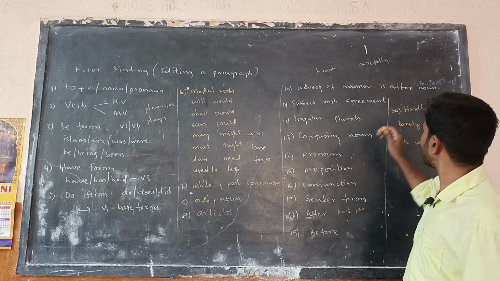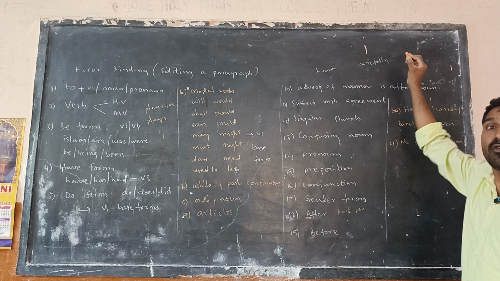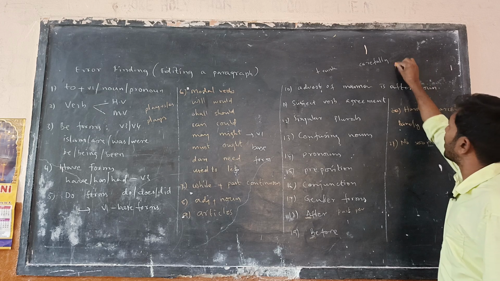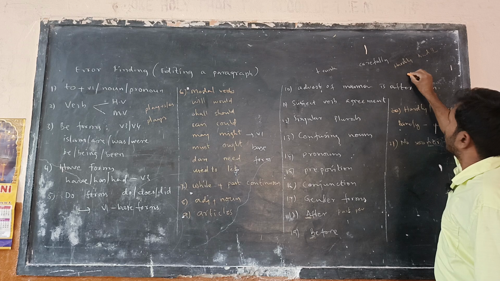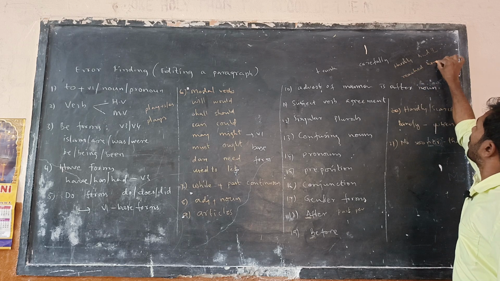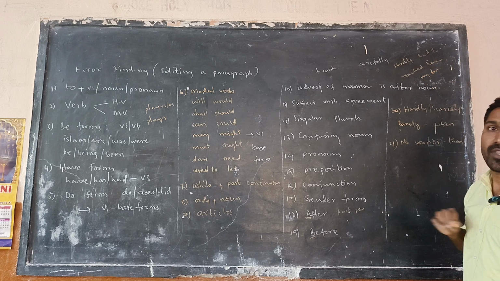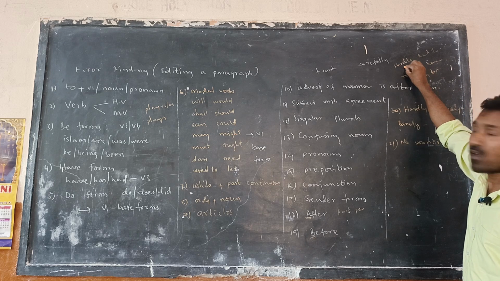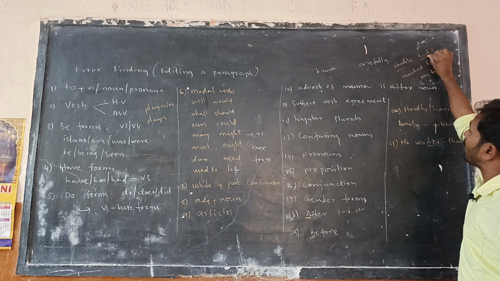Okay. Next, hardly, scarcely, barely. These words we call reciprocal inversion. That means the verb should be in a question manner. Hardly had I reached home. Hardly had I reached home. My daughter hugged me, kissed me, anything like that. After hardly, what should be there? Inversion of verb and past perfect tense.